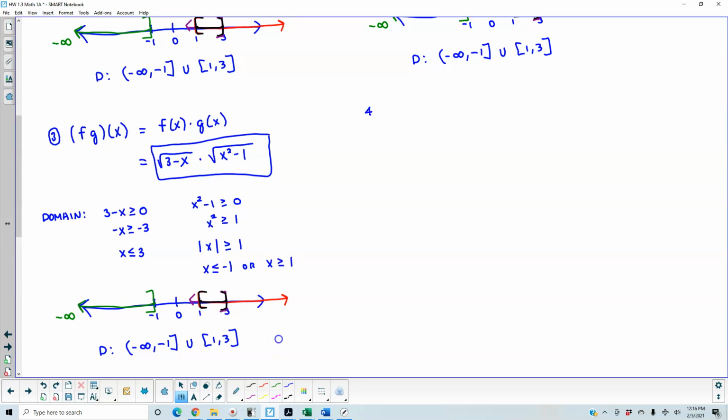And then number 4, we have f divided by g of x, which is equal to f of x divided by g of x. So that's going to equal the square root of 3 minus x over the square root of x squared minus 1. So now here is our function. Now we need to find the domain of this function.